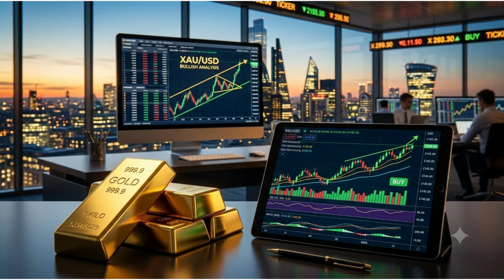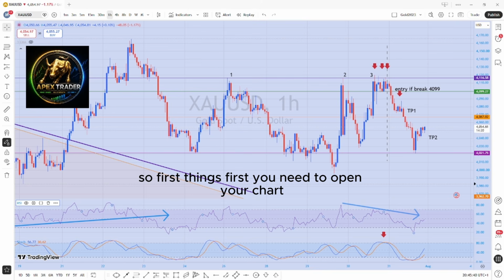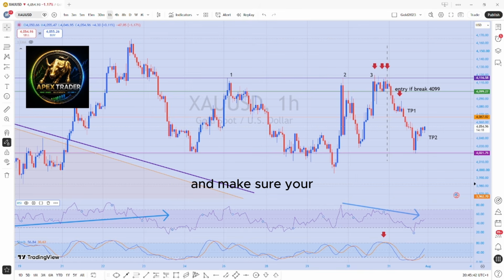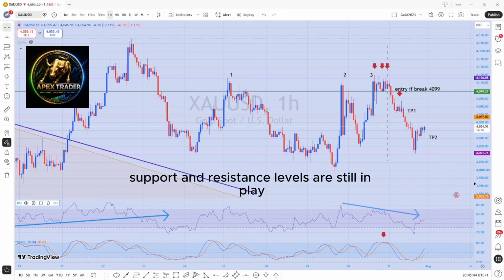Today I am going to show you how to identify high probability trade entry. So first things first, you need to open your chart and make sure your support and resistance levels are still in play. If they are not in play, make sure you adjust them before you do anything.